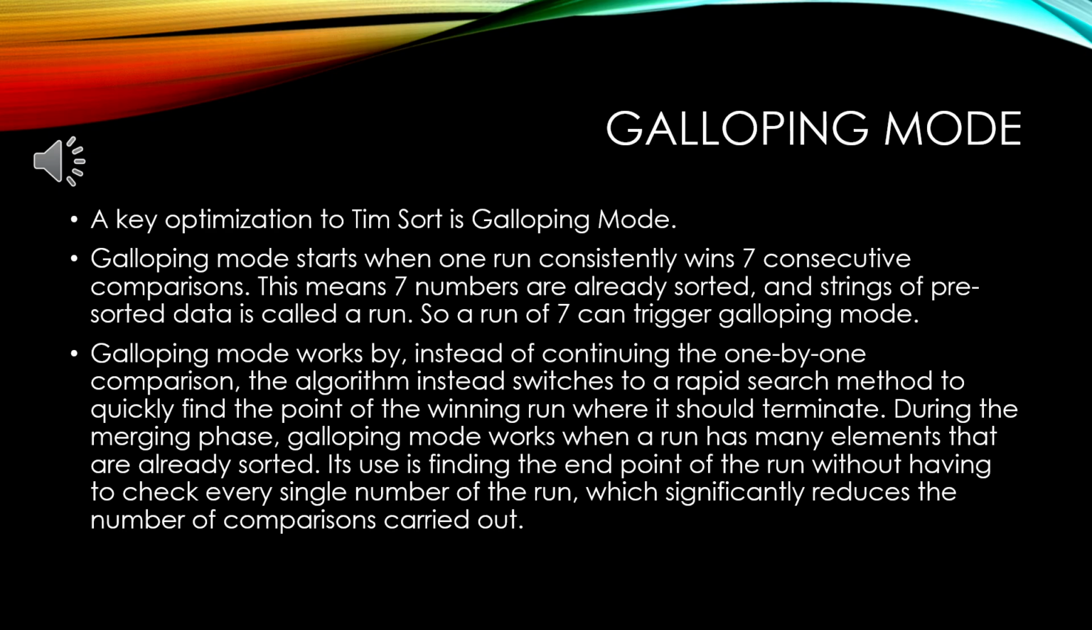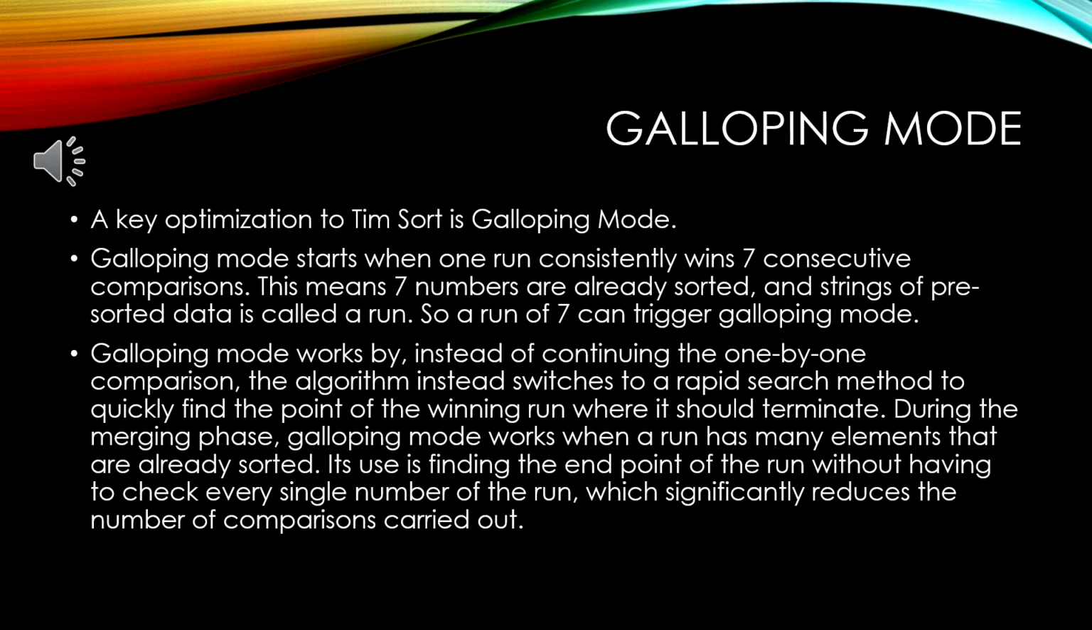Alright, galloping mode. Galloping mode is the genius optimization that makes TimSort so fast in the real world. It's a dynamic performance boost. So, the activation. It activates whenever the algorithm observes a pattern: whenever 7 consecutive elements are taken from the exact same run during the standard merge. That streak tells the algorithm that there's a long sorted sequence here and that comparing them one by one is wasting time. So instead of continuing the slow comparison, the algorithm switches to a predictive search.